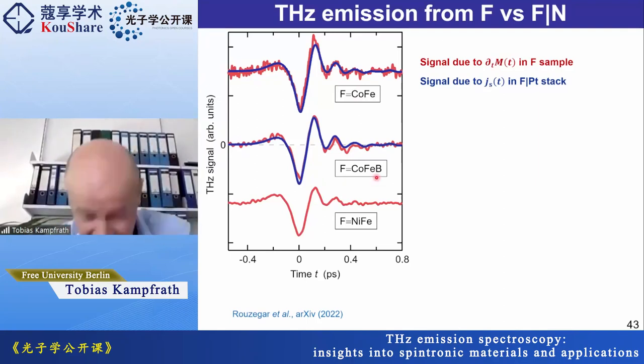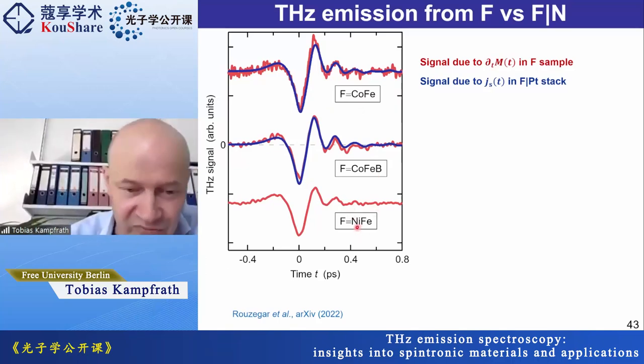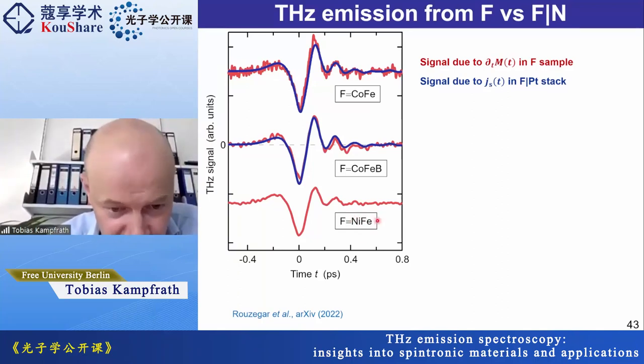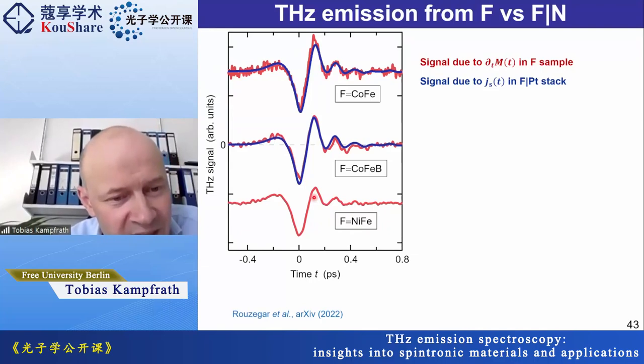Maybe these two ferromagnets, cobalt iron and cobalt iron boron, are too similar to each other. So let's take a totally different ferromagnet. Let's take permalloy. Permalloy is a compound of nickel and iron, an alloy. And you see that we now obtain this red waveform here. And you also see that this red waveform has a different shape compared to the red waveforms in these two other magnets. So it's more unipolar here, whereas these waveforms are more bipolar.